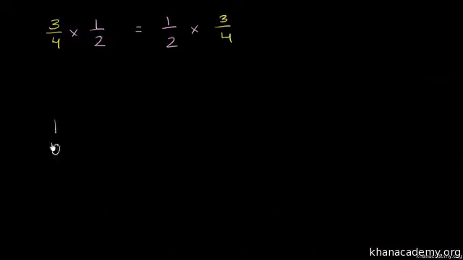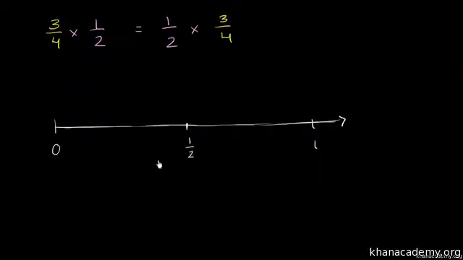So this is 0, and I'll do it pretty large so that we have some space to work in. So that's 0, and then that is 1, and of course our line could keep on going. And let's first imagine 3/4 times 1/2 as 3/4 of the way to 1/2. So first let's plot 1/2 on our number line. Well, 1/2 is literally halfway between 0 and 1, so that's 1/2 right over there. And how do we think about 3/4 of the way to 1/2?